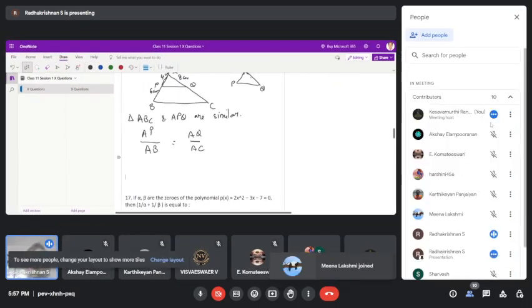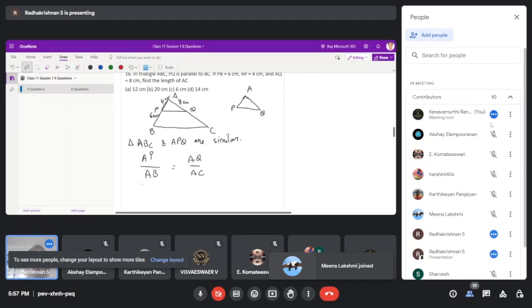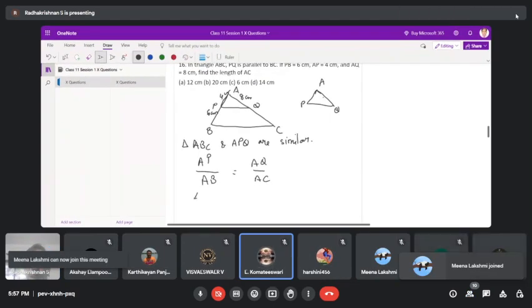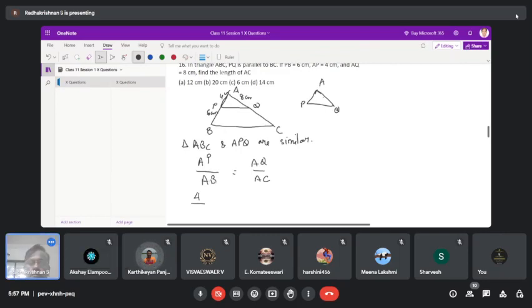So what is the value of AP? It is given, AP is 4. And AB, sir, what is AB? 10, sir. AB is AP plus PB, which is 10. What is AQ? 8, sir. 8, right, by AC. Just by writing this similar triangle proportionality, you can get that. Just do a cross multiplication. You will get AC is 4, right?